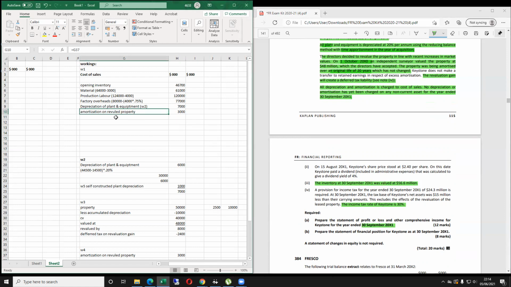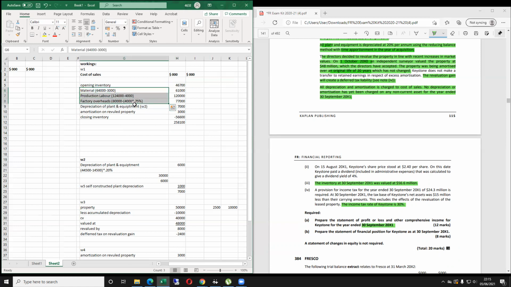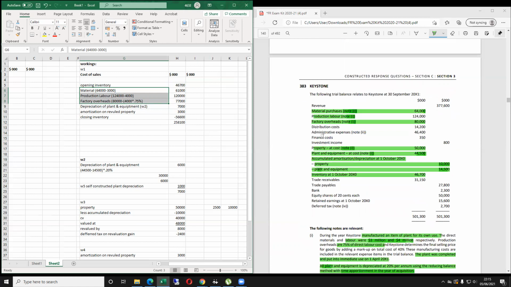So this is our closing inventory, 56,600. Cost of sales is equal to the sum of opening plus purchases. We didn't need to worry about purchases today, because these are all our purchases. It did not give us separate purchases. If it had given us the purchases, then we would add. But now it's just this. So make it underline. So this is our final cost of sales figure.